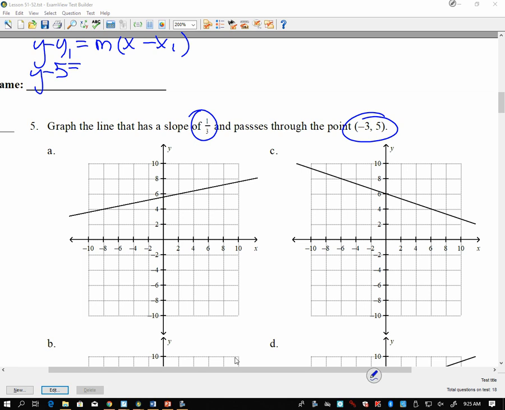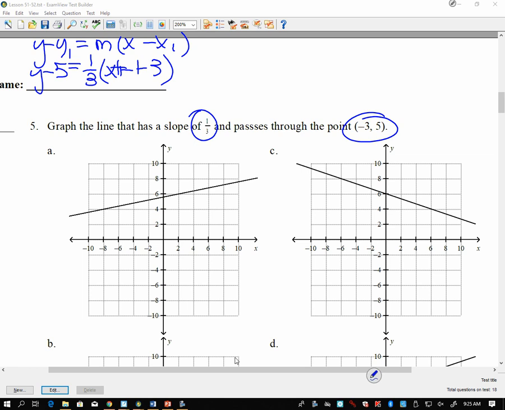What do I plug in for m? 1/3. Okay, what do I plug in for x? Nothing. Minus what? Negative 3. Okay, what's that negative 3 going to become? It's all going to become positive here. All right. Sorry, that's kind of a mess.